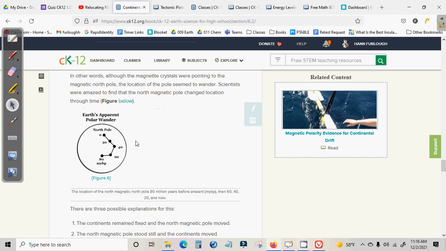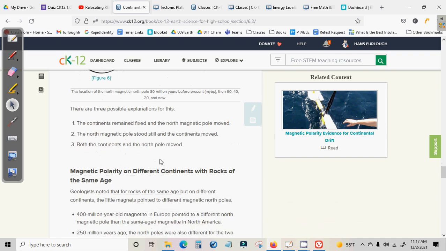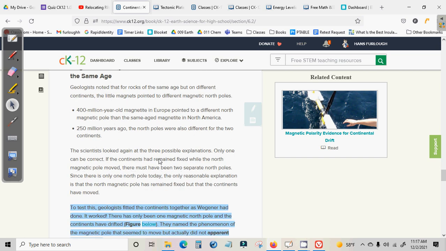Okay? So there was this idea. It's like, well, has the North Pole moved around? This was the current one, and then 20 million years ago, and then 40 million years ago, and 60 million years ago, and 80 million years ago. That doesn't make sense.